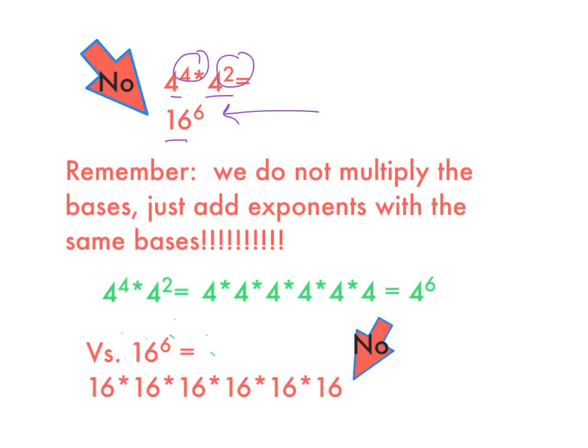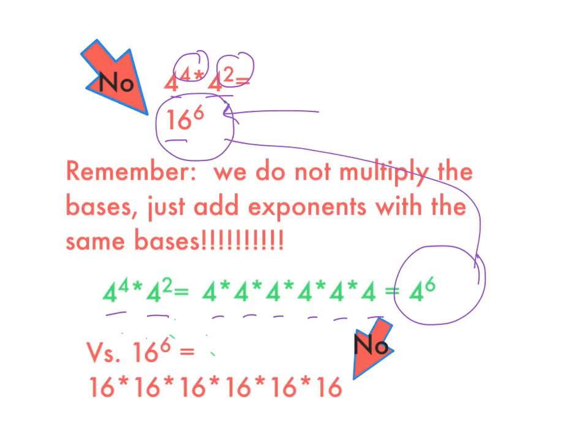But if we look at this again in the correct way, we can see that 4 to the fourth power times 4 to the second power in expanded form equals 4 times 4 times 4 times 4 times 4 times 4, which is 4 to the sixth power. So these two answers are not equal. 16 to the sixth power is incorrect because we multiplied the bases.